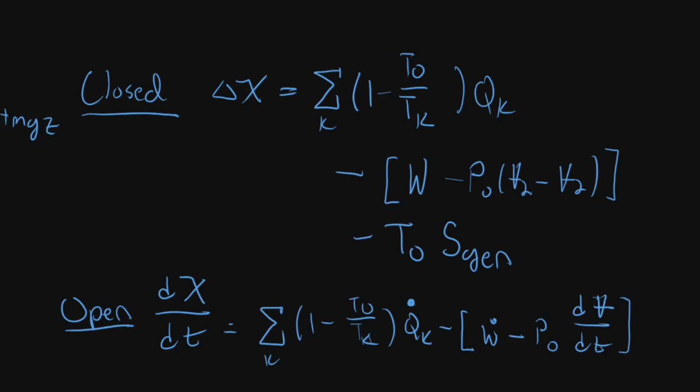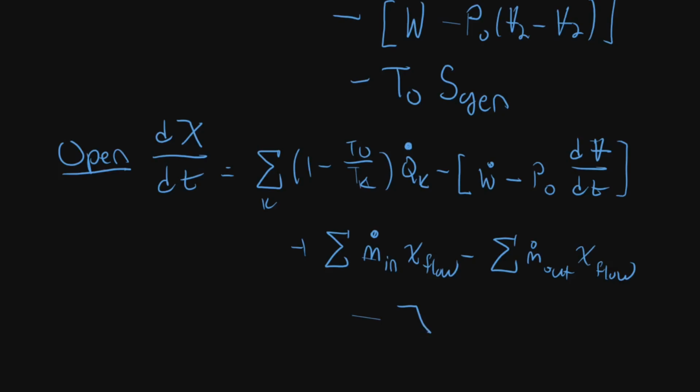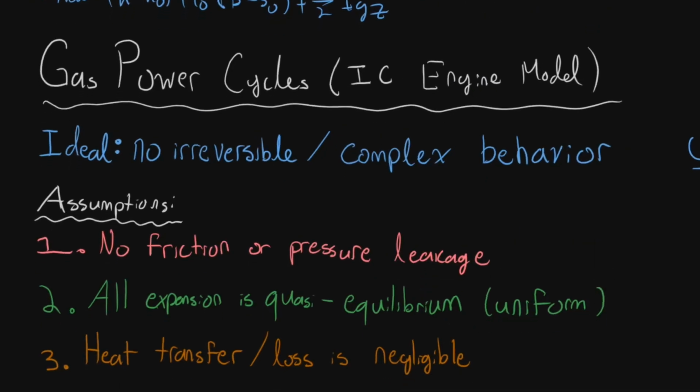And we'll also have to examine the surroundings. So we'll have to add up all of the mass flow rates in, so our m dot in times the exergy of that flow, minus adding up all of the m dots out times the exergy of our outflow. And then lastly, we'll have to subtract the rate of exergy destruction. And so now we can get back onto the main quest.